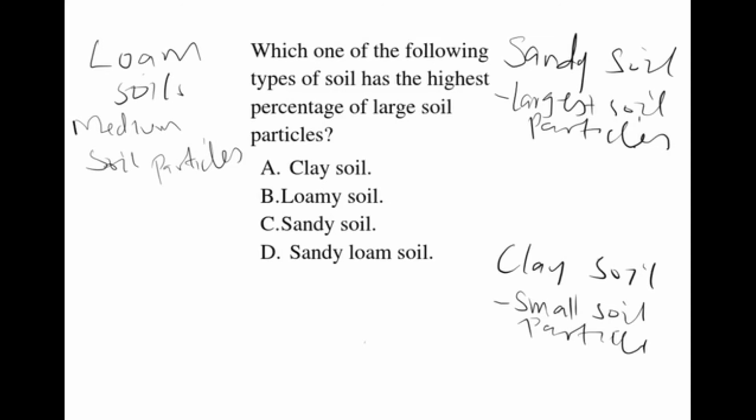Since sand has the largest soil particles, it has less humus. This one has medium humus, but when you talk of the loam soil, it has humus, and that is the reason it is good for cultivation. So looking at these three different types of soil, the one that has the highest percentage of large soil particles is sand soil.